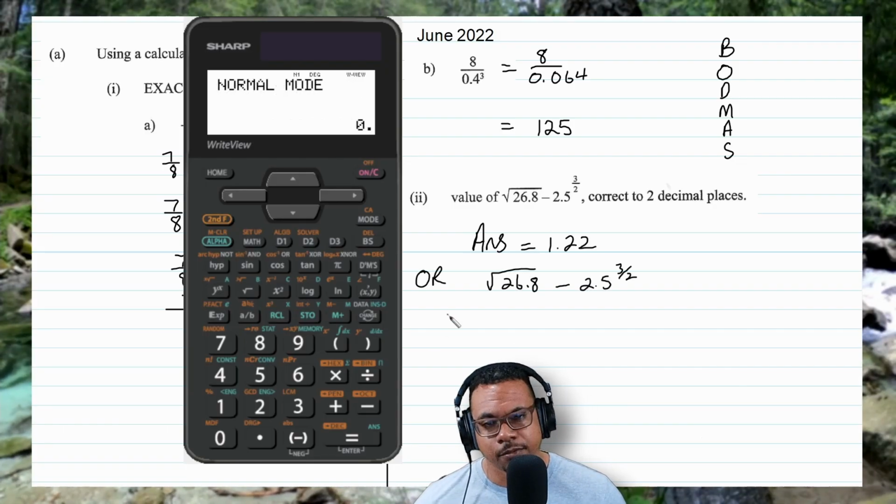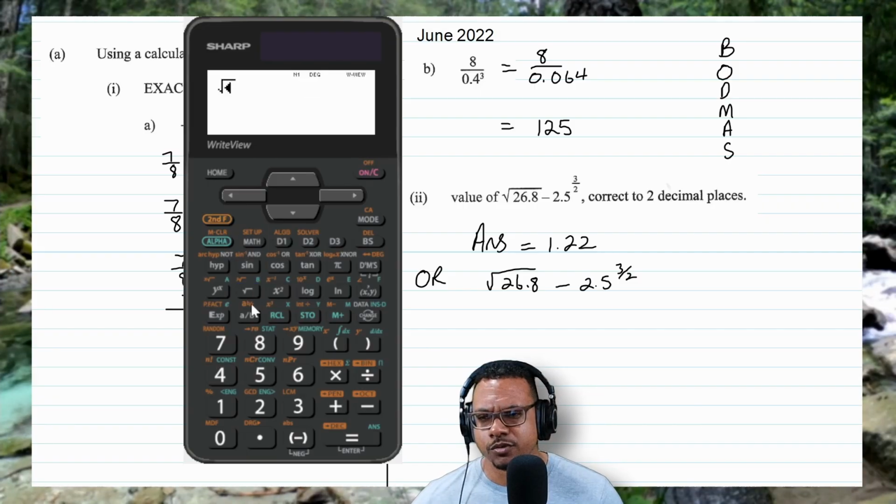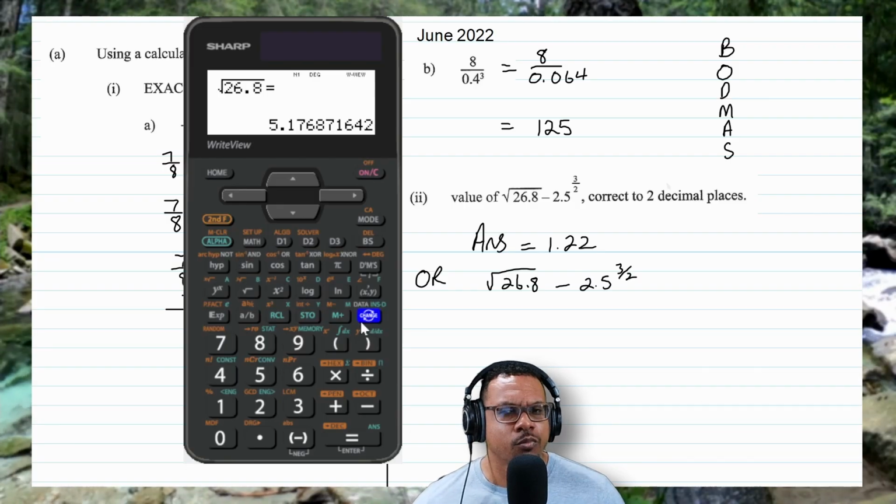So let's say you weren't comfortable working this entire thing on the calculator. Let's do it separately now. So I'll work out the square root of 26.8 first. Now, seeing that we want the answer to 2 decimal places, I'll approximate this to 3 decimal places, and then my final answer I'll approximate to 2 decimal places. This 1 is the first decimal place, then the 7, then the 6. After the 6 is an 8, so the 6 will go up by 1. So I'll have 5.177.